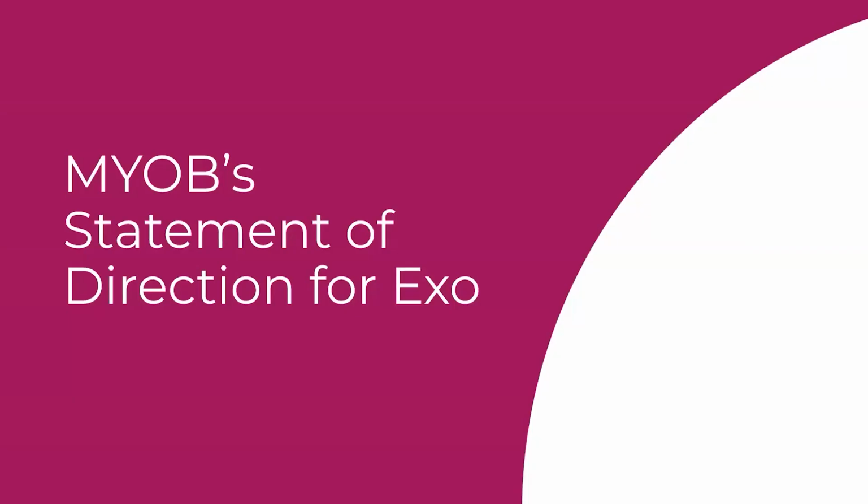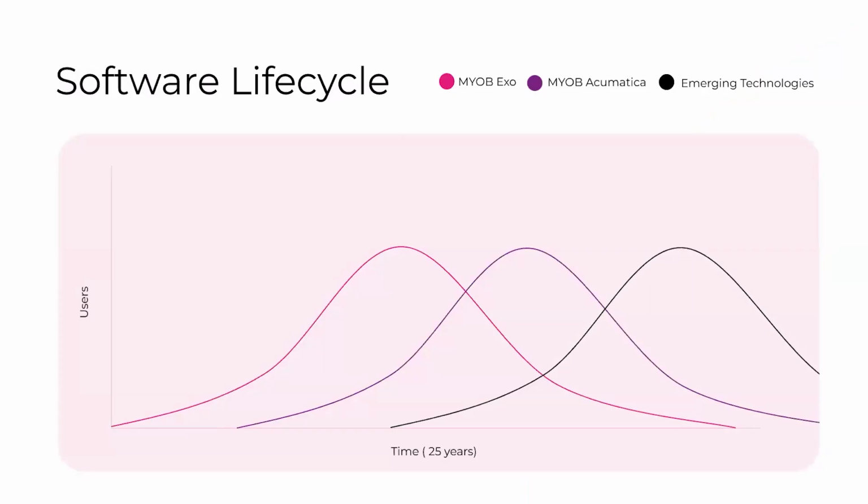Okay, so MYOB's statement of direction. We've all heard of the software life cycle, the time frame down the bottom. We've got 25 years on this graph. It's probably going to be a bit longer than that for EXO, to be fair. But what we're trying to imply, and this is part of the software pack that we believe MYOB will be making available to everyone, is that this will be a link on their website, which is going to give us and everyone involved in the EXO product some certainty around what to expect out of EXO.